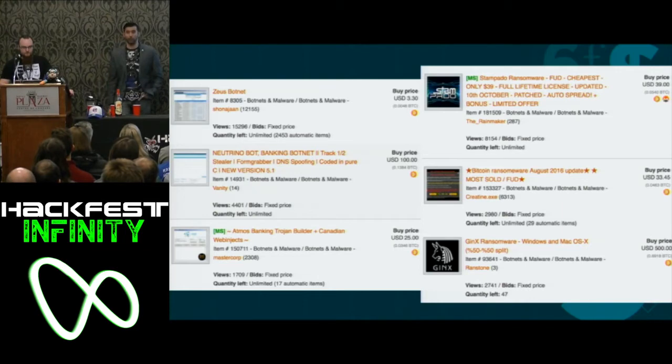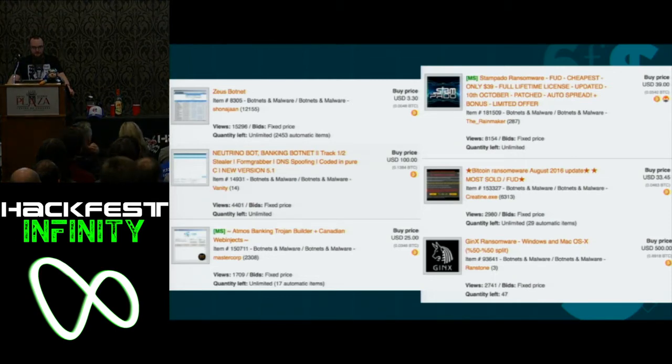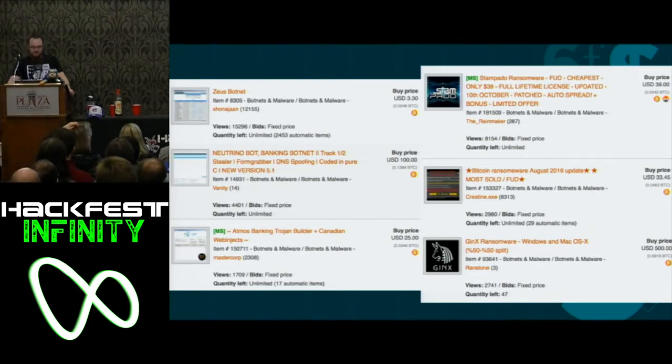And I want to really reinforce the live support aspect. Oh yeah, the top right one. Read that one. The Stampado ransomware, cheapest, only $39. Who here does not have $39 for ransomware? It's an immediate return on your investment, right there. This is better than playing the stock market. Full lifetime license, updated 10th of October, patched out. Basically, he does regular updates. You're getting a full lifetime license, and what that implies is regular updates coming out for this ransomware, and you get them all for that $39.